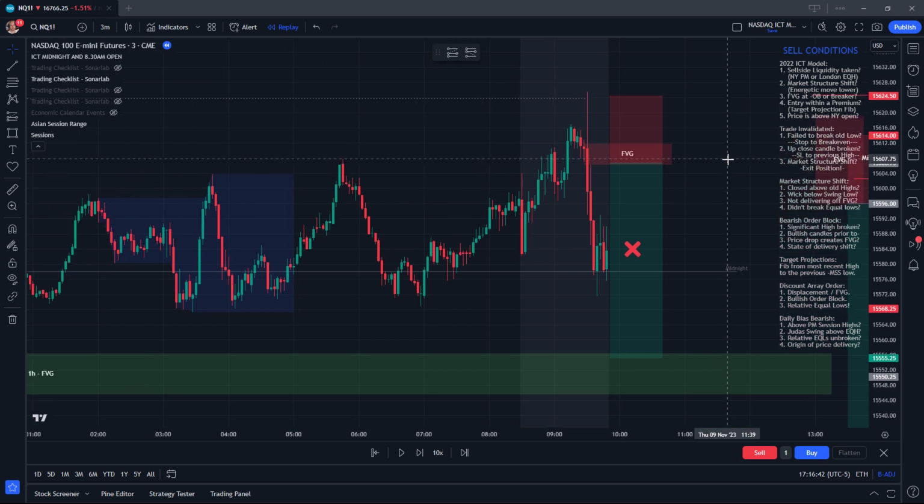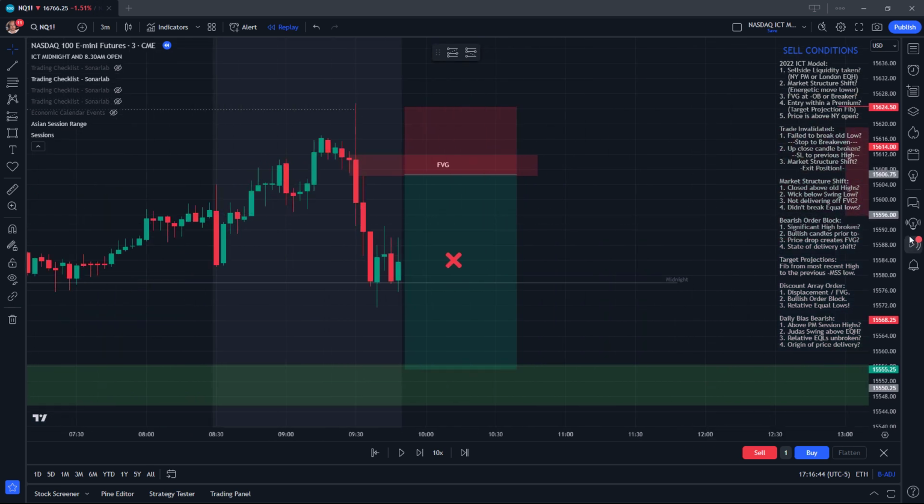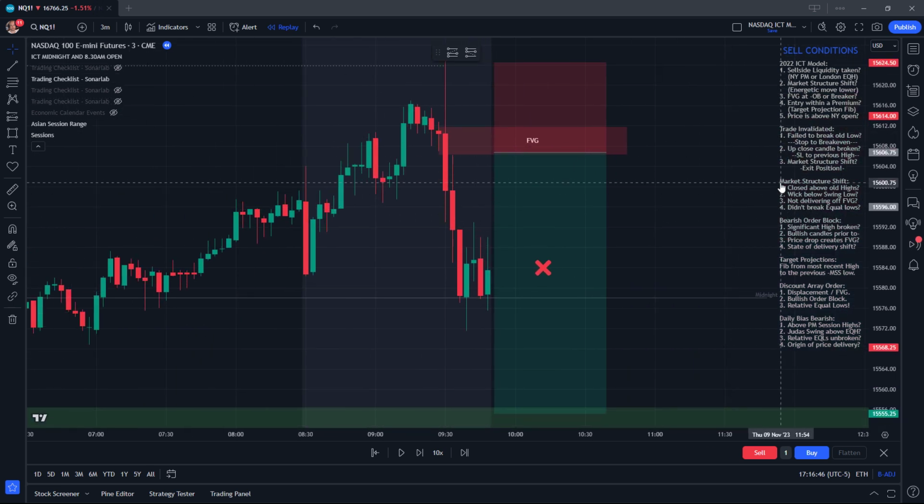Okay, fine. Has there been a valid market structure shift? Closed above old high? Yep. Wicked below a swing low? Yes. Did that swing low contain perfectly equal lows? Nope. Doesn't look like it. Okay.